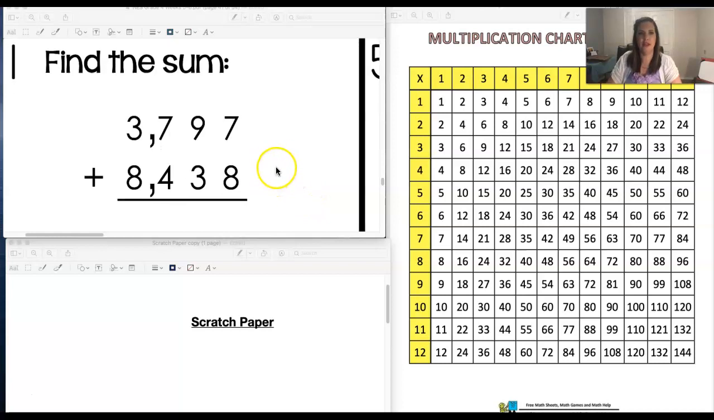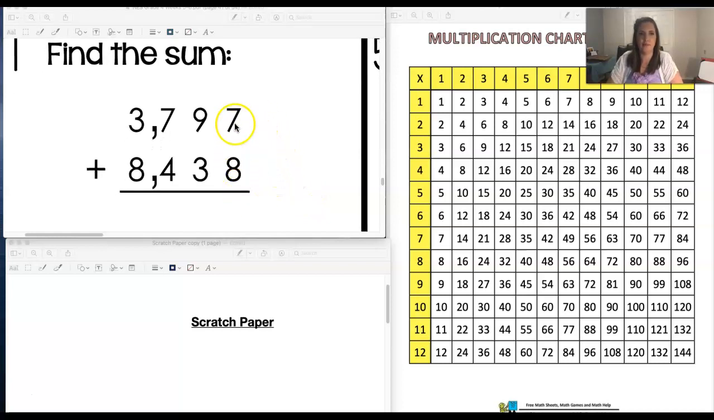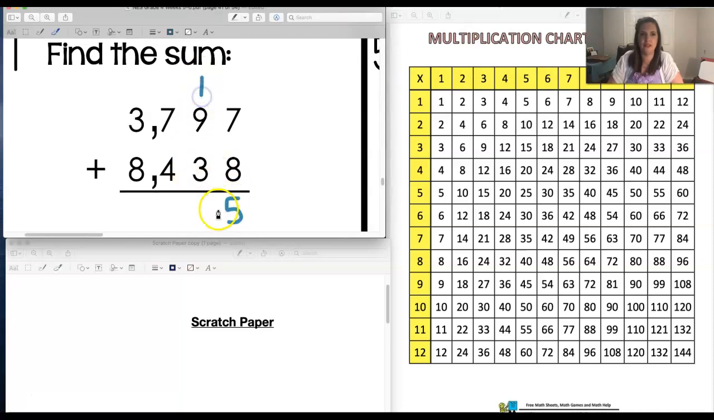Sum means the answer in addition. 7 plus 8 equals 15. Write my 5, bundle my 10, move them to the tens place. 1 plus 9 equals 10. 10 plus 3 is 13. Write down your 3, bundle your 10, and move them over to the hundreds place.